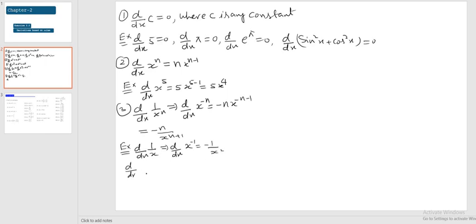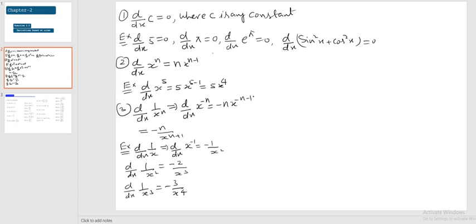Similarly, d/dx of 1 divided by x square. See what you have to do? Whatever n is given, just replace it here: divided by x power 2, where n is 2, so it is 3. Similarly, d/dx of 1 divided by x power 3 we can write as minus 3 divided by x to the power 4. Hopefully you people understand.